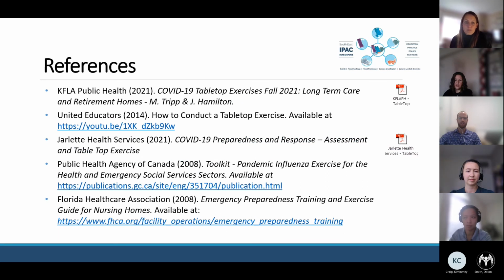And just to note that KFL&A Public Health previously did tabletop education with their long-term care homes. So that case scenario is included for your reference as well, incorporated into the additional case scenarios resource presented. There are larger exercise documents used as our resources that are also available and were included.